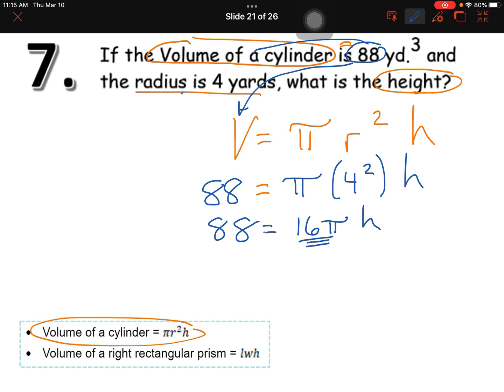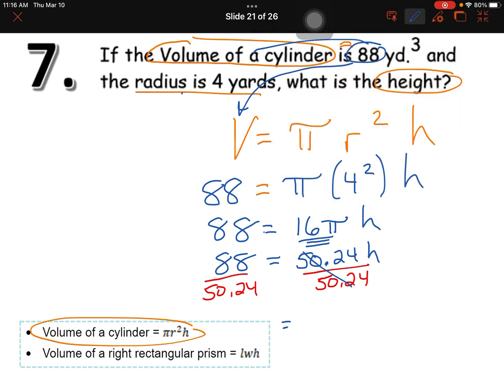Now I'm going to multiply these. So 16 times pi is going to give me 50.24 H. Now remember, our goal is to isolate H, so H wants to be all by itself, so we're going to divide both sides by 50.24, and that will simplify out.